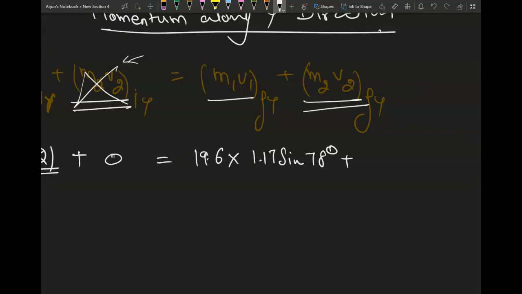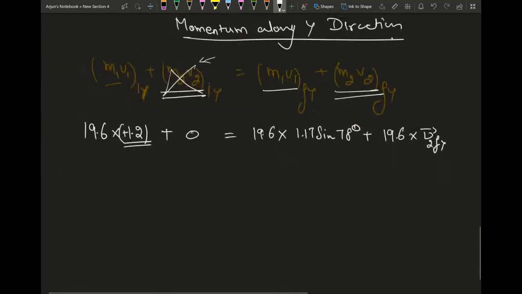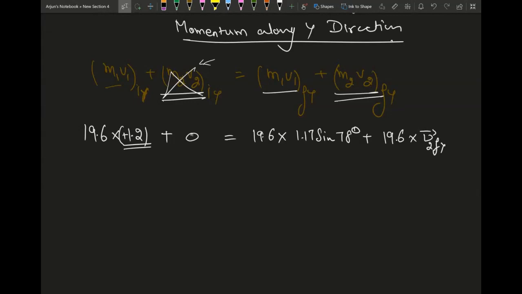And plus m2 v2 final. What is the m2 value? M2 value is 19.6 multiplied by v2 final y, which we're trying to find out in this case. So 19.6 multiplied by 1.2. We need to make sure that we take care of the directions.